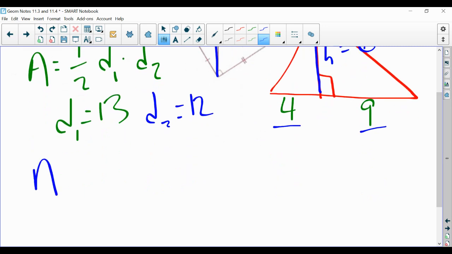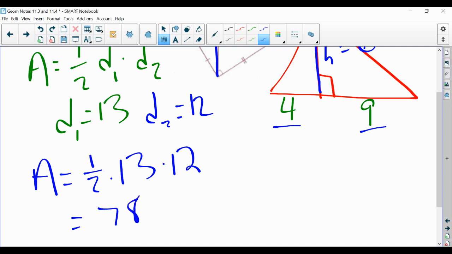Okay, so I now have enough to find my area. It's 1/2 times 13 times 12, and half of 12 is 6, and 6 times 13 is 78, and that is the area of my kite.